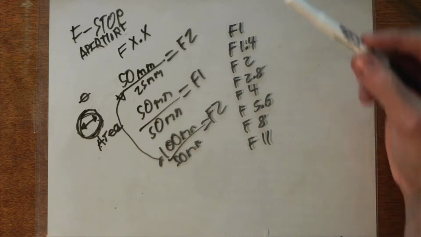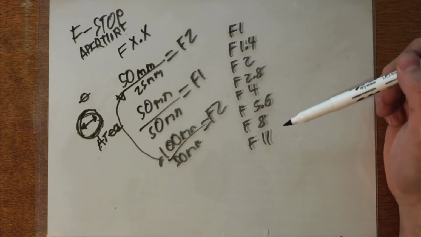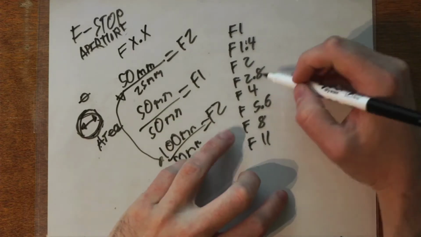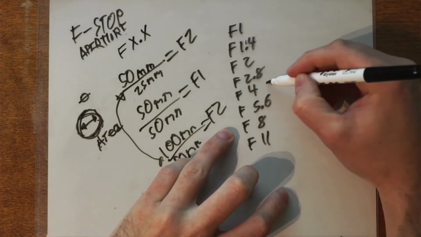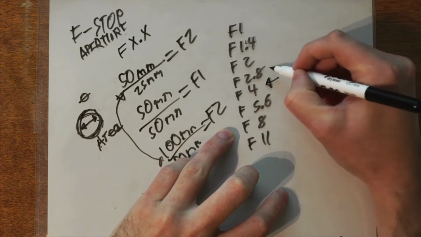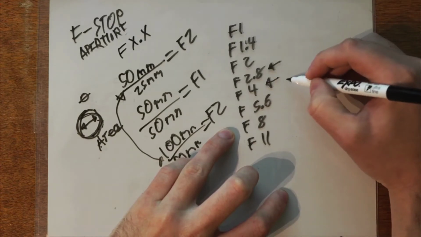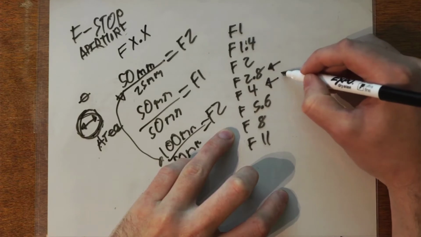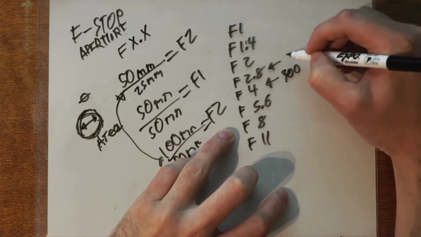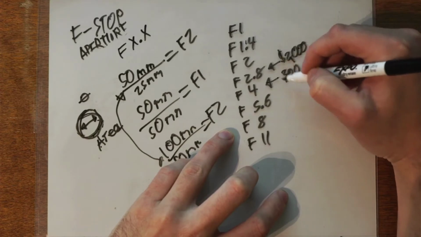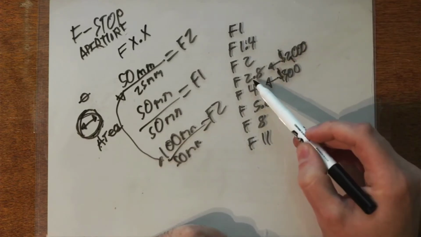Yeah, so these are the numbers for the doubling of light on f-stops. So if you see a lens that is f4 max, and you see a lens that is f2.8, and you wonder why this one costs, you know, $300, and why this one costs $2,000, this has double.